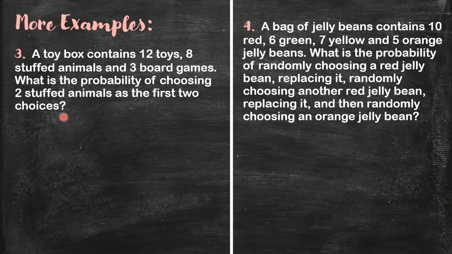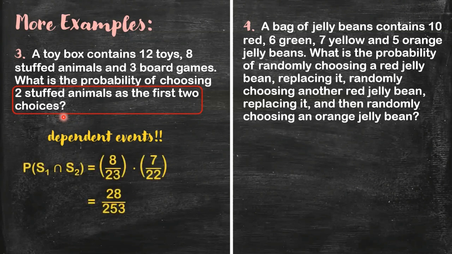So that's why we have dependent events here. Ito yung dalawang events natin. The first toy is a stuffed animal and the second toy is another stuffed animal without replacement. So here, how do we get the probability of intersection of 2 dependent events? Ganito. So the probability of getting a stuffed animal during the first draw and another stuffed animal during the second draw or second pick.